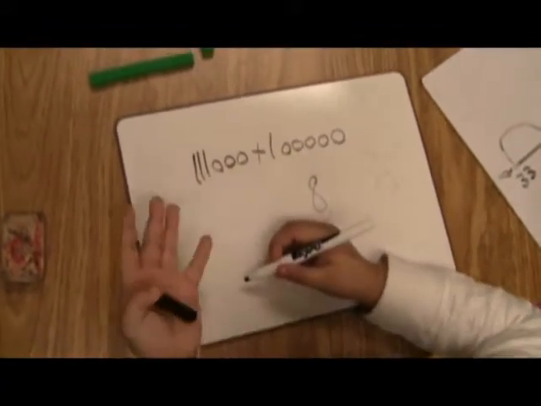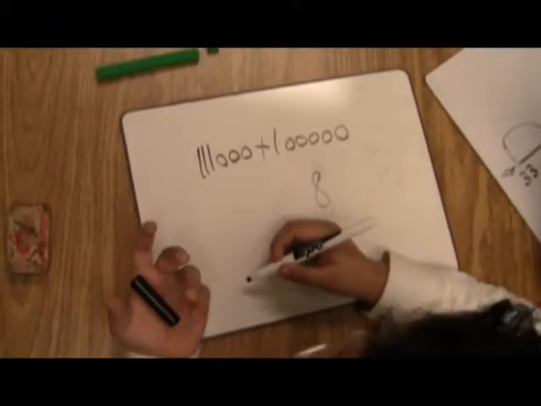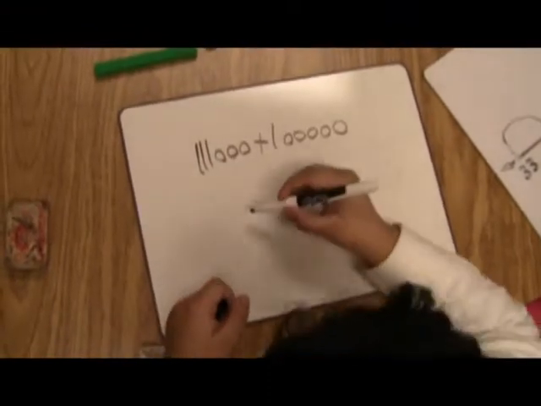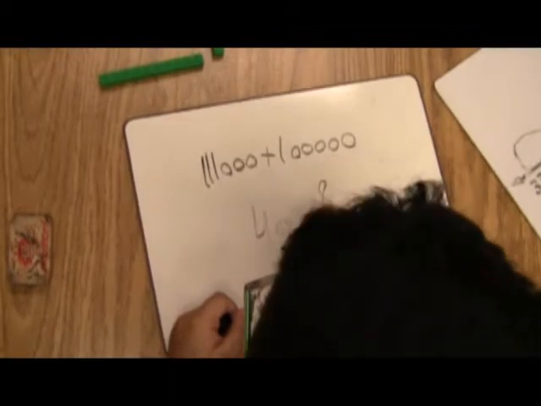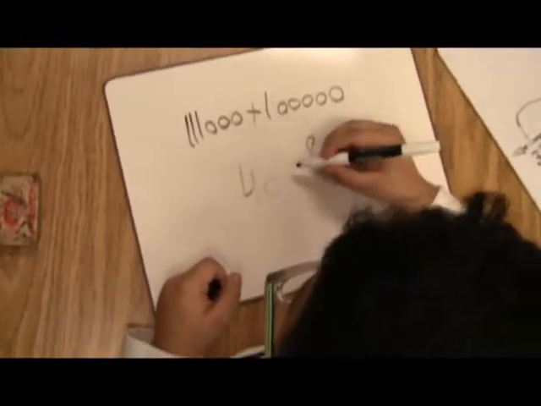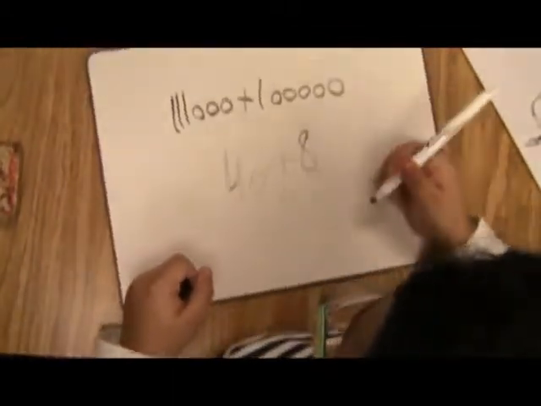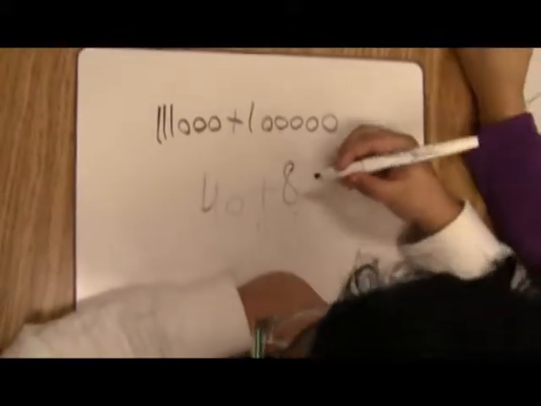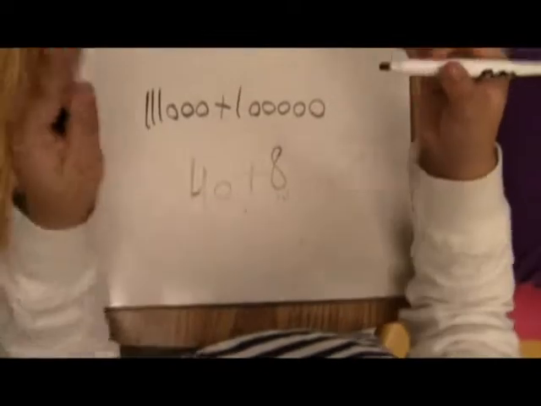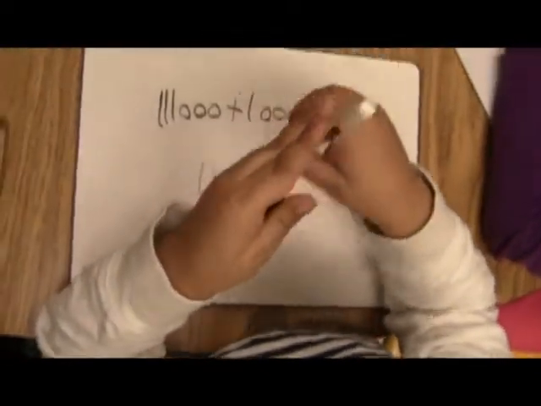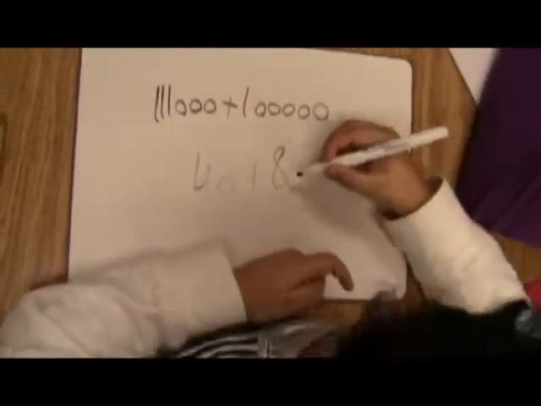I have 4 tens. And how much is that? 40. Okay. Put your plus sign. Now what are you doing? I'm going to add them together. That equals 48. Good job.